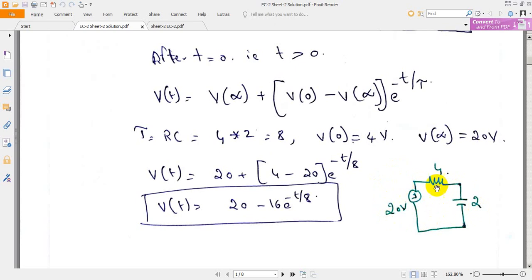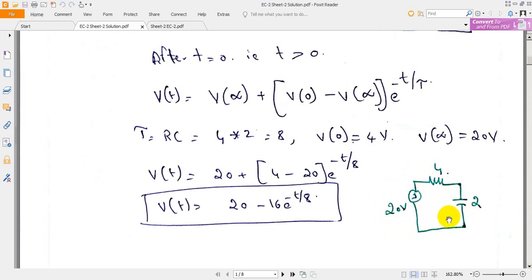We call it an RC circuit with some excitation. What is this excitation? We call it a step response of 20 volts or something like that. We can say that there is some excitation, and because of this excitation, there is some forced response.